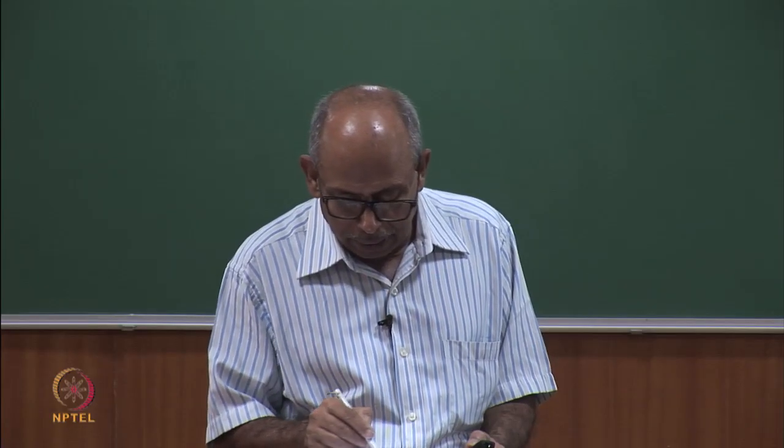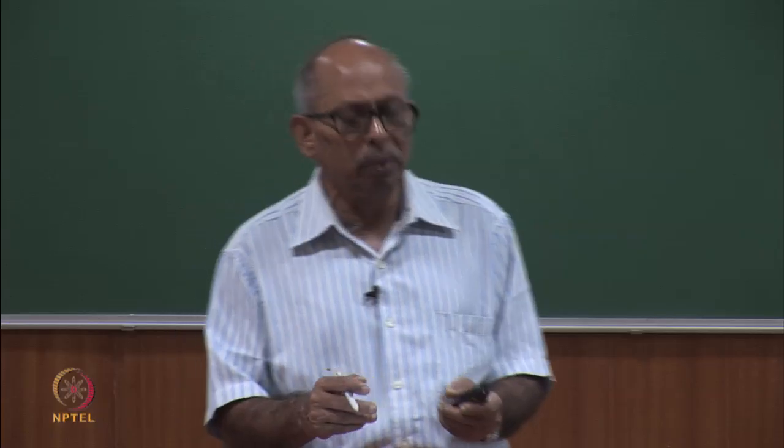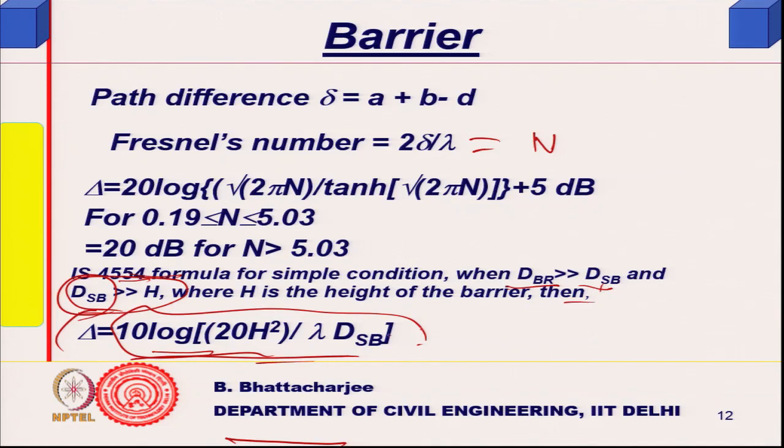Therefore, it gives you delta equals to 10 log of 20 h square by lambda dSB. You perhaps cannot derive that from the previous curve, it is a separate one. Neglect all those, maybe you get some idea that delta will now be different actually. So, for these large ones, this is because the diffracted path will actually move away.